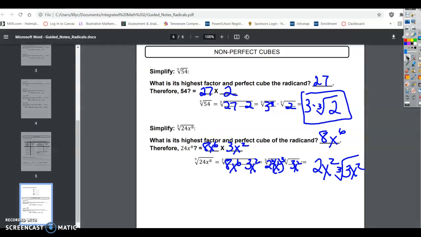All right, so those are some examples of how to solve perfect squares and perfect cubes when we are simplifying radicals. It's important to know, again, your perfect squares and perfect cubes. If you have any questions, please let me know.